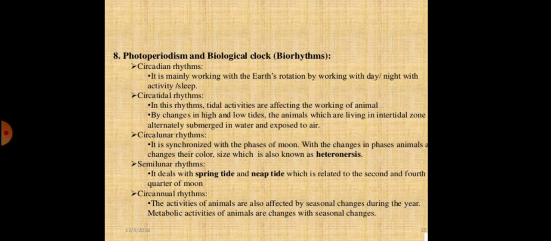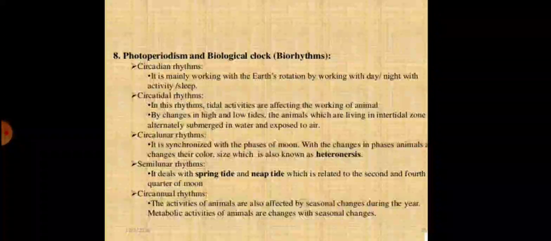With the changes in phases, animals change their color, size, which is also known in the case of heteroneries. Semilunar rhythms. Semilunar rhythms deal with the spring tide and neap tide, which is related to the second and fourth quarter of moon. Circannual rhythms. The activities of animals are also affected by seasonal changes during the year. Metabolic activities of the animals are changed with the seasonal changes, and these are some of the factors which affect the life of the animals and plants by the change in the light.